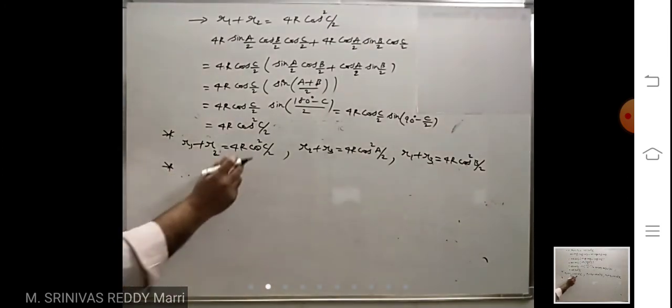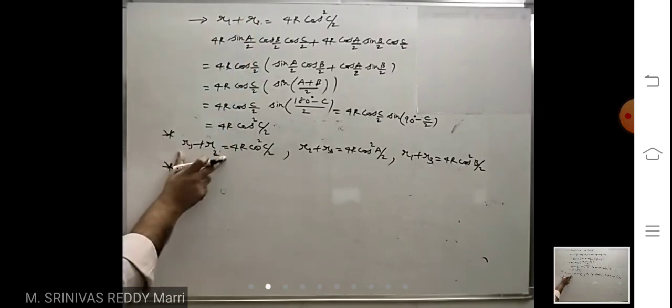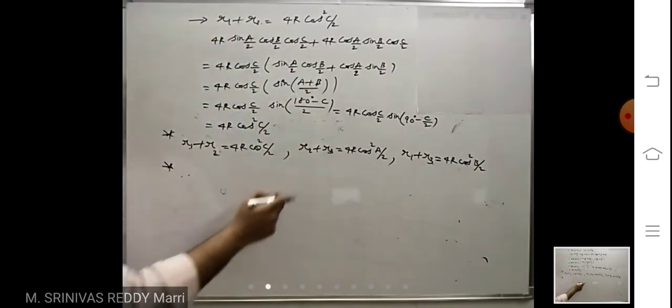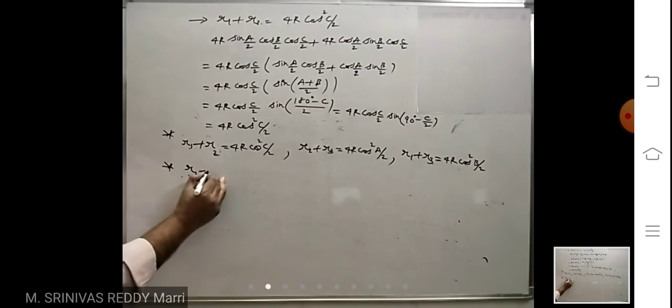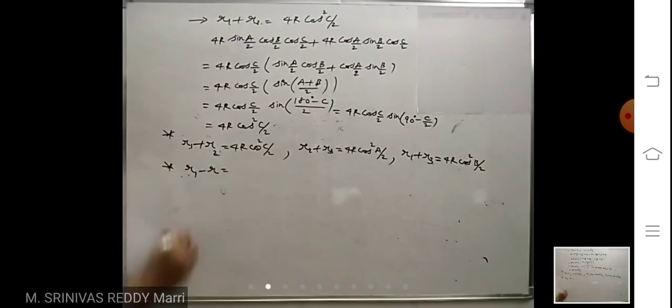Next result is... Similarly, I have done R1 plus R2, just substituting the formula. Similarly, you can do these two. Another result is there. Look at it. If you use these shortcuts, the problem will become easy.